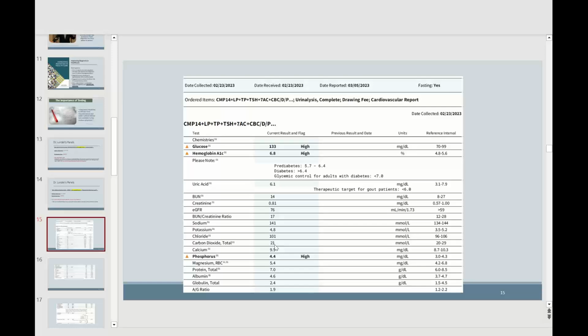Magnesium red blood cell: most studies show that for healthy people, replete people, people who are highly functioning, their red blood cell magnesium is going to be above a 6.